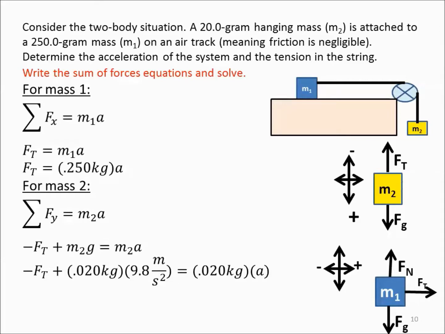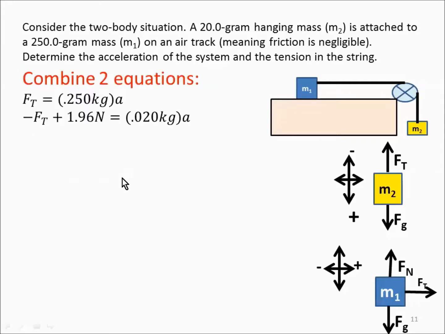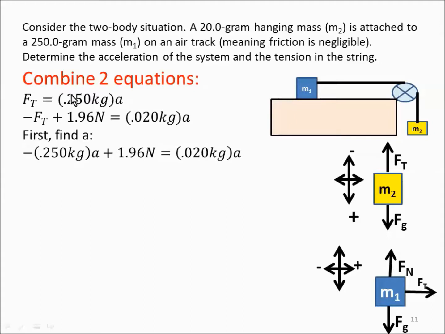Now we can put in the values that we have for mass 2 and for gravity. Solve this so that we are down to having the variable tension and the variable acceleration. We're going to take this equation right here and combine it with this equation. So there's our two equations, and we're going to find A first. We're going to put this value into force of tension in the second equation, and we're going to solve for A. And we get A is 0.726 meters per second squared.